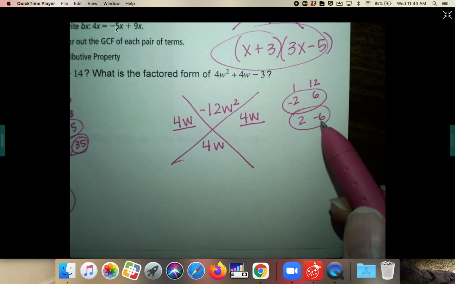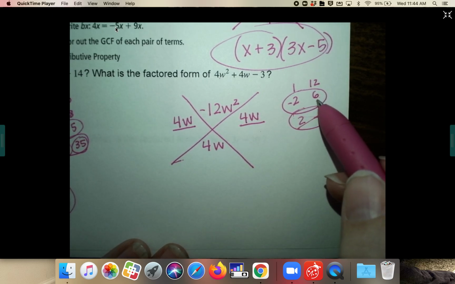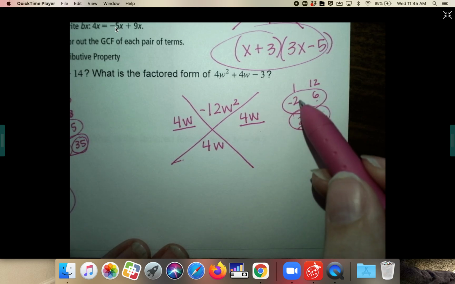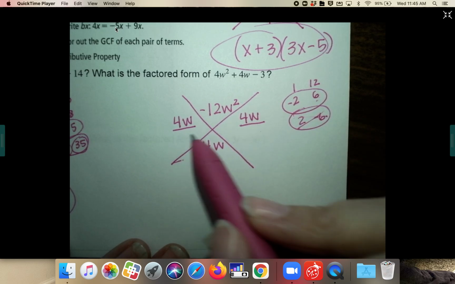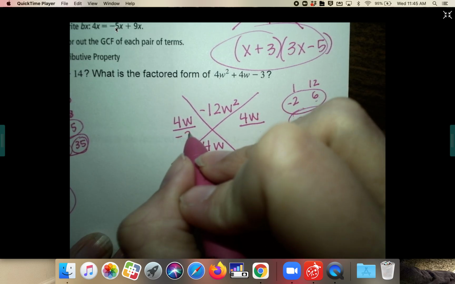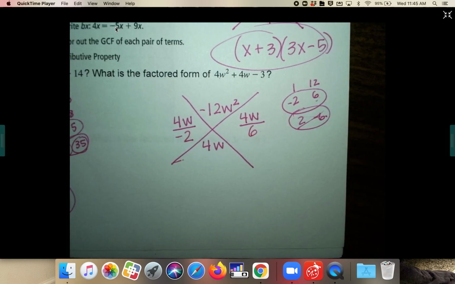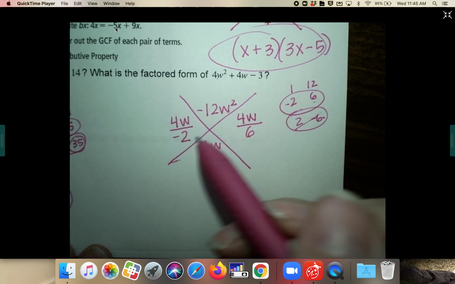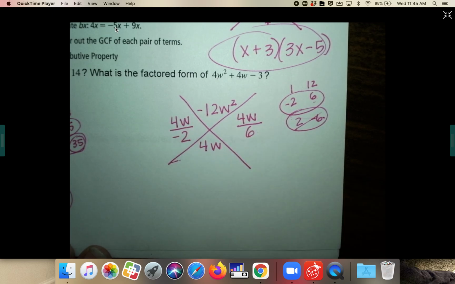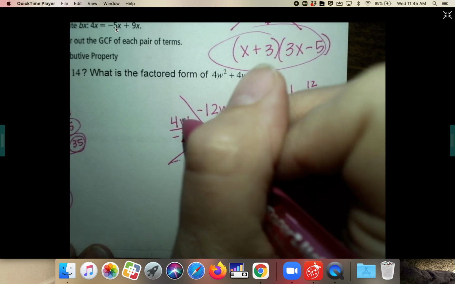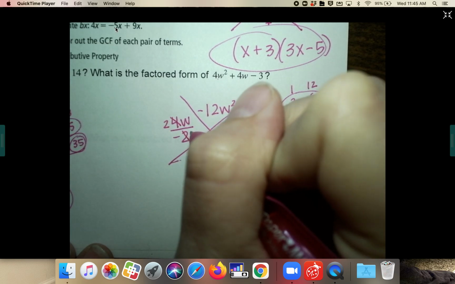That would be negative 4. This would be positive 4. So I need a negative 2 and a positive 6 for my answers. So negative 2 and positive 6. And now we're done, except for simplifying. So 4 and 2 both divide evenly by 2. That would be 2 and 1.